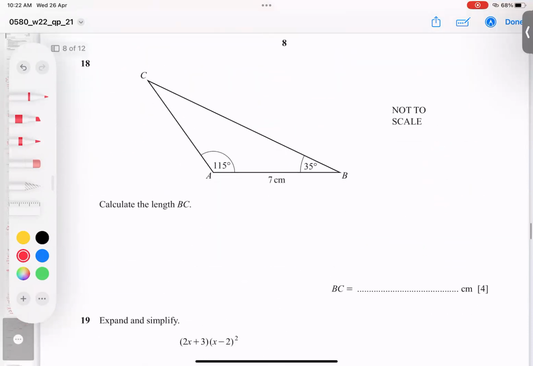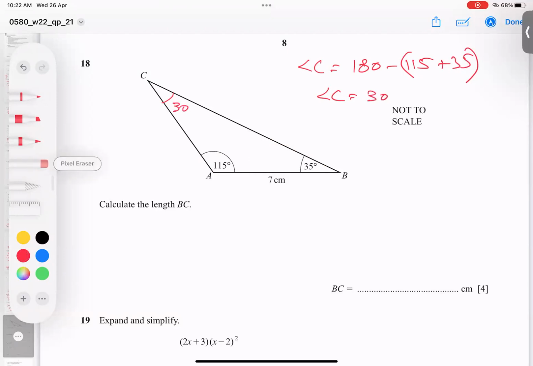All right. Question number 18. The length of BC is asked. The front angle is given, and this side is given. But the problem: this angle is given, side given, angle not given. This angle given, side not given. So what is the technique? First of all, I use these two angles and find the third angle, C. So angle C equals 180 minus 115 and minus 35. I add them and subtract from 180. So I got 30 degrees. So this is 30 degrees.